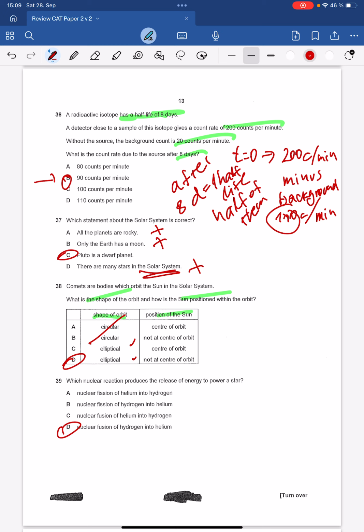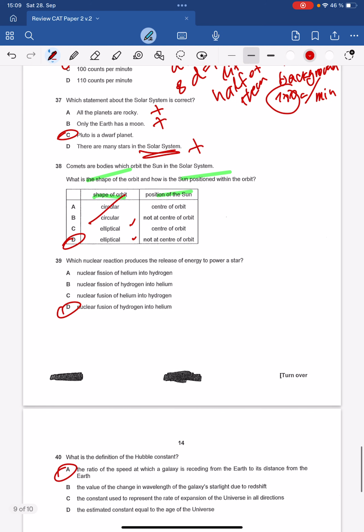And since it's an ellipse, we remember that in an ellipse, okay, the sun is not at the center of the orbit, but it is in one of the 2 foci points of the ellipse. So it's definitely not at the center of the orbit. So D is the right answer.